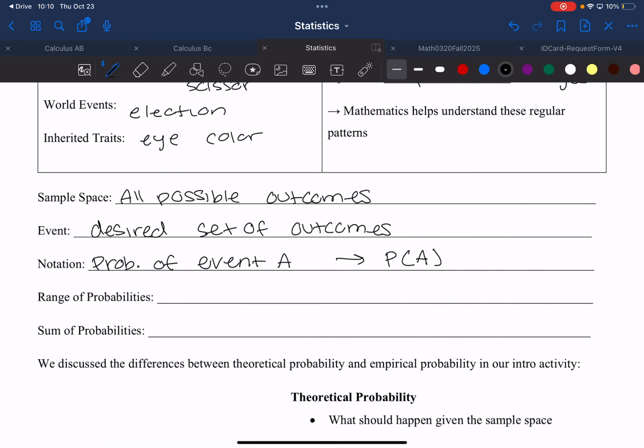Okay. Range of probabilities. Probabilities are between 0 and 1. Or think of it between 0% and 100%. Sum of probabilities: the probability of the whole sample space is 1. So the entire sample space equals 1 or is 1. Okay.